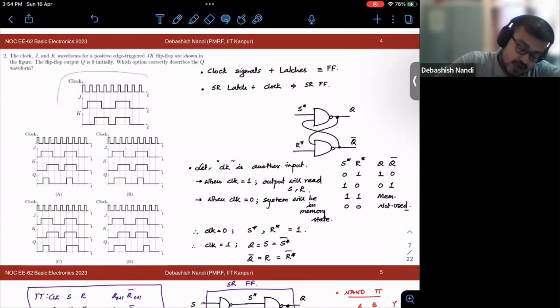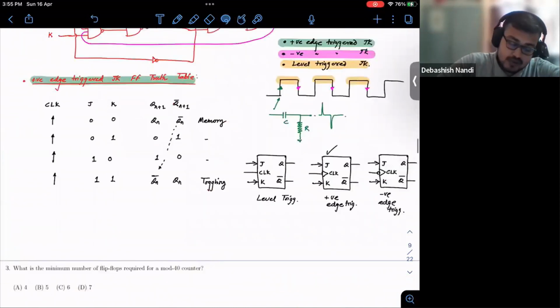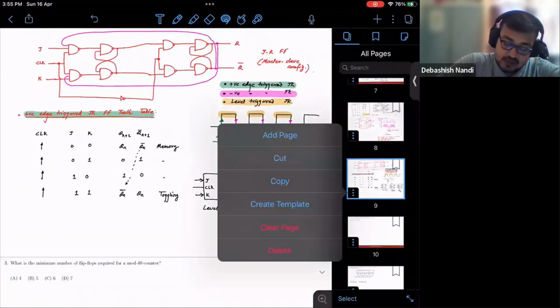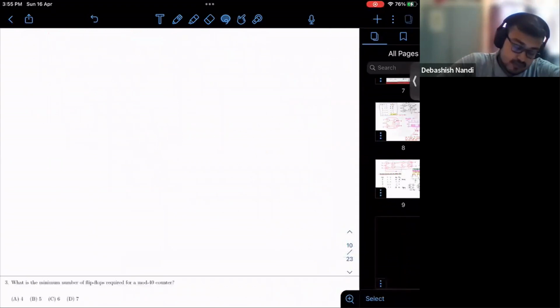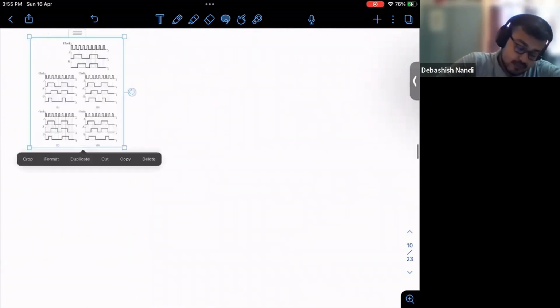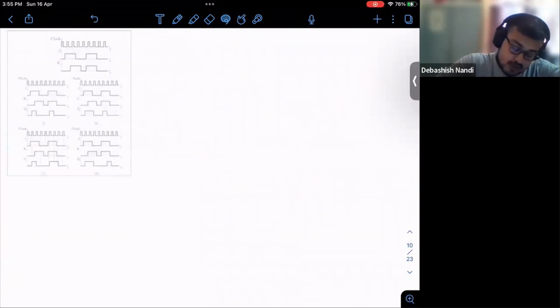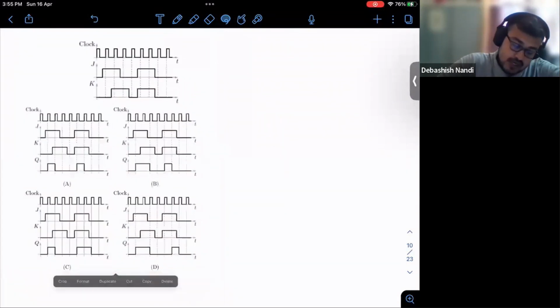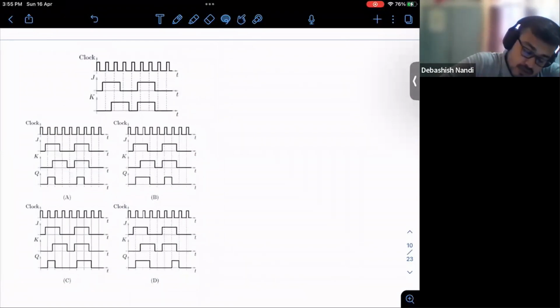And just copy this stuff. Okay, copy the entire thing, I guess. Okay. So just let us add another page. Okay, just let us do that. So let me just copy this thing again.